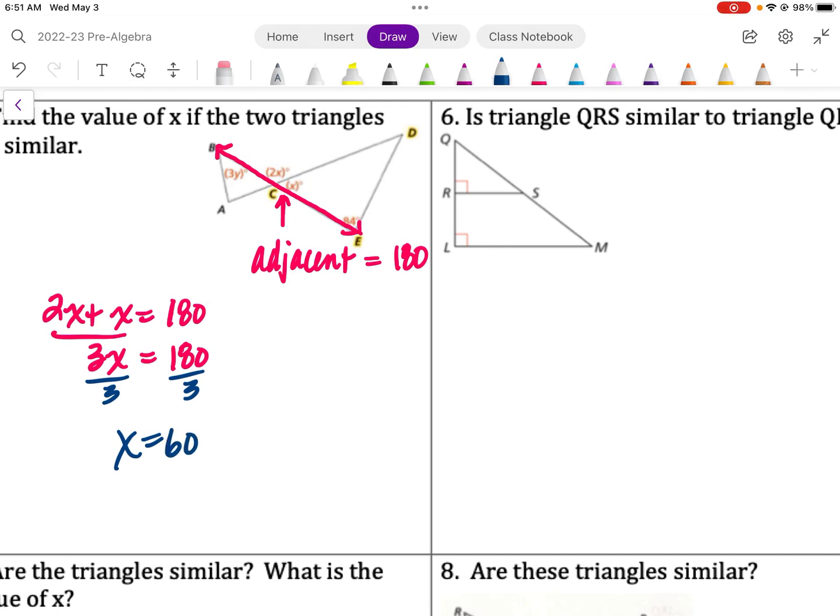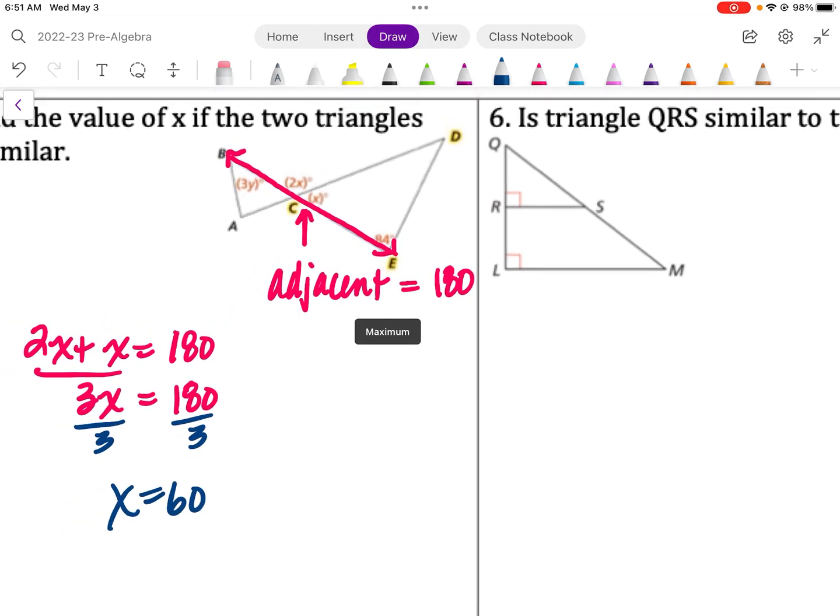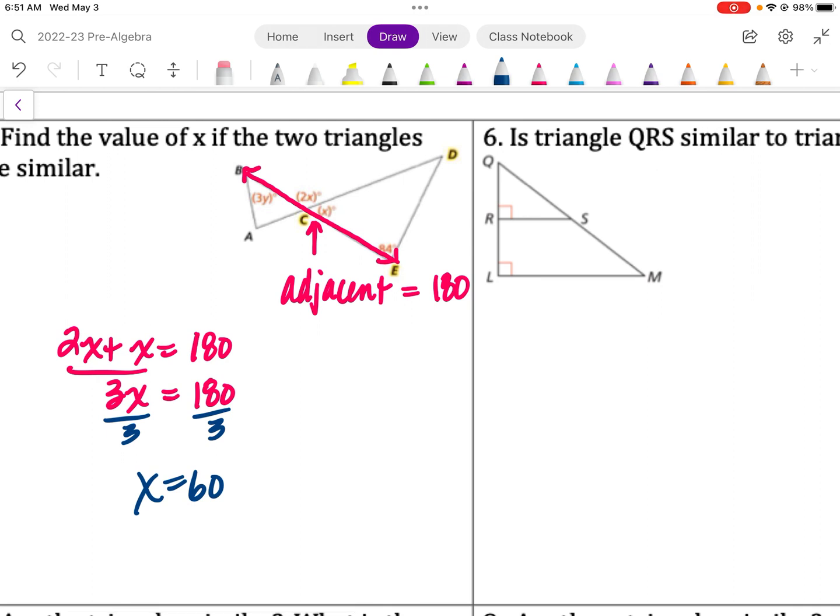x has to equal 60. And I'm just double checking, because it says find the value of x if the two triangles are similar, and that is technically all it asks me to do. So even though I have all of these other labels in there, like the 3y, I don't need that. I don't need anything else. I just need that. I could check that if I wanted.